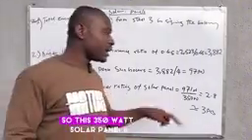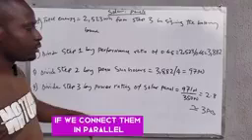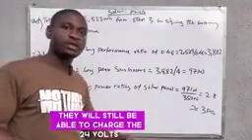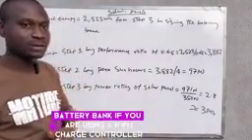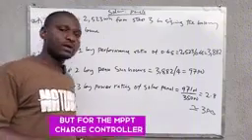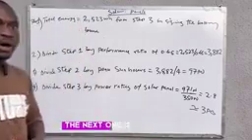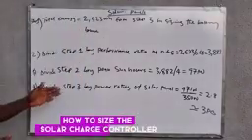So these 350 watt solar panels, if we connect them in parallel, will still be able to charge the 24 volts battery bank if we are using a PWM charge controller. But for the MPPT charge controller, you can wire the 3 solar panels in series. So the next one is how to size the solar charge controller.